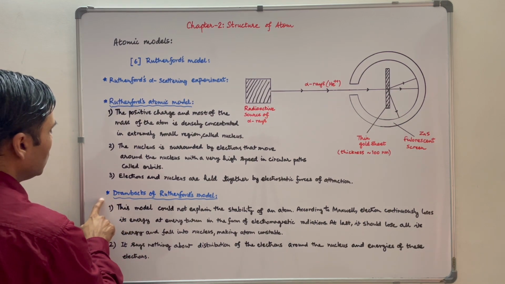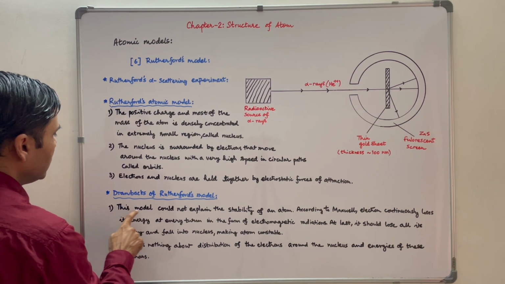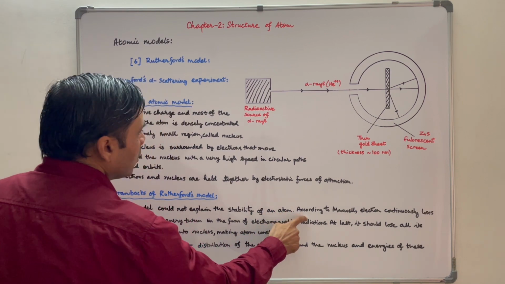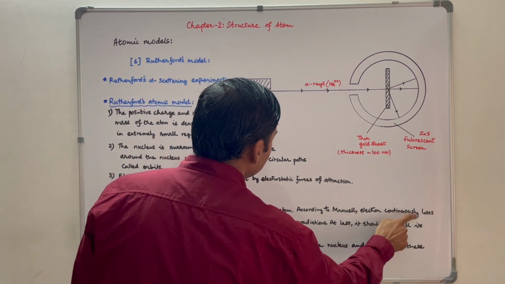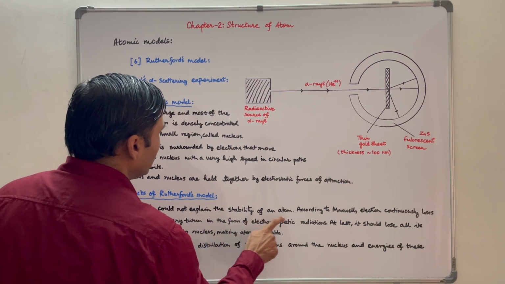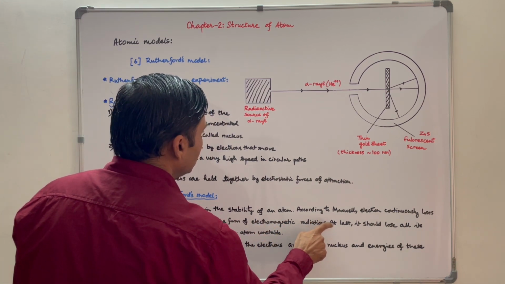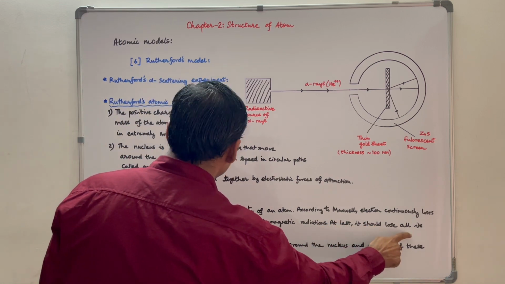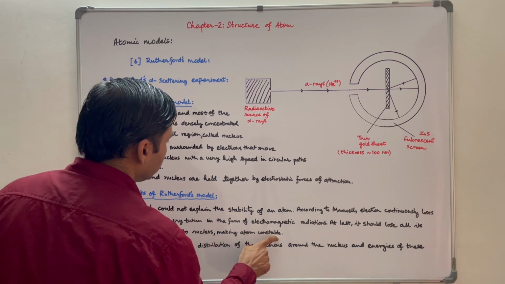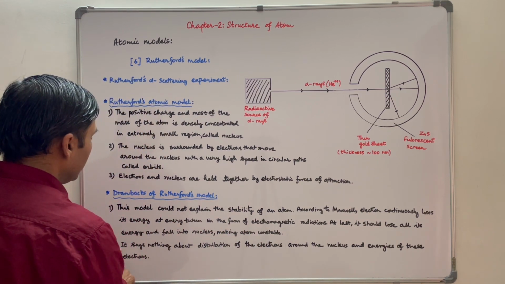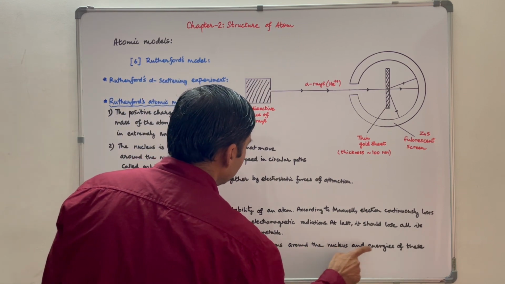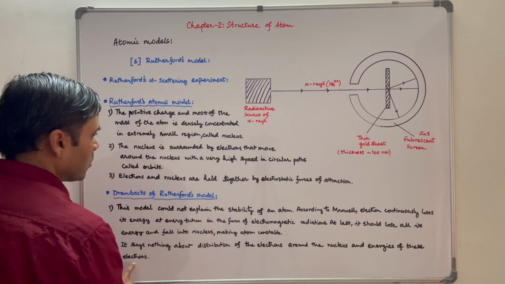This model had two drawbacks. First, this model could not explain the stability of an atom. According to Maxwell, electron continuously loses its energy at every turn in the form of electromagnetic radiations. So finally, it should lose all its energy and fall into the nucleus, making atom unstable. And point number 2, it says nothing about distribution of the electrons around the nucleus and energies of these electrons.